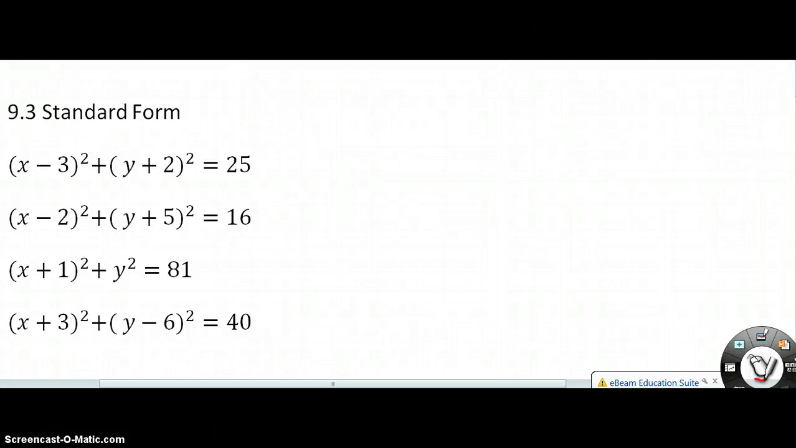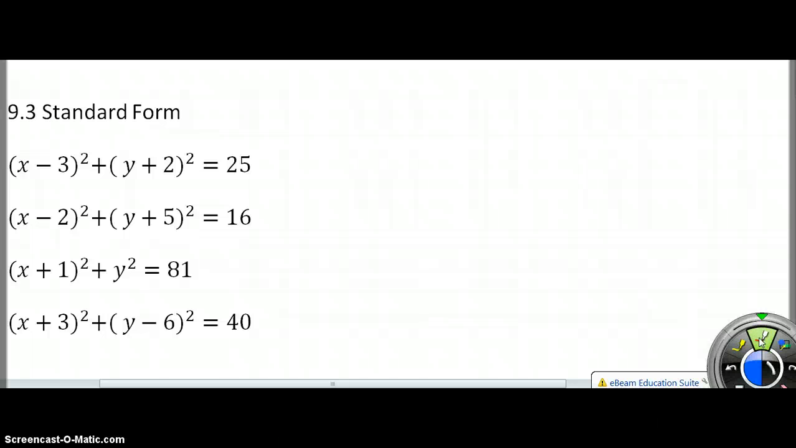Today we're going to discuss how to get equations that are in general form into standard form. So what I'd like to first do is take a look at these four equations and see if, looking at these equations, I can identify the center and the radius just by looking at them.